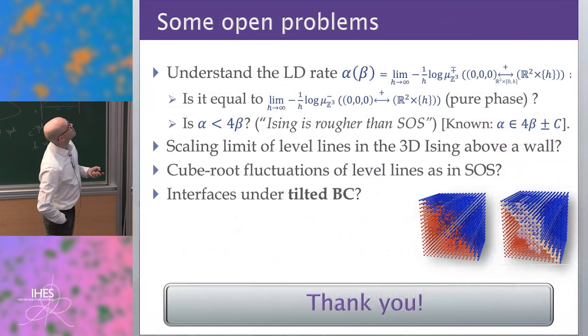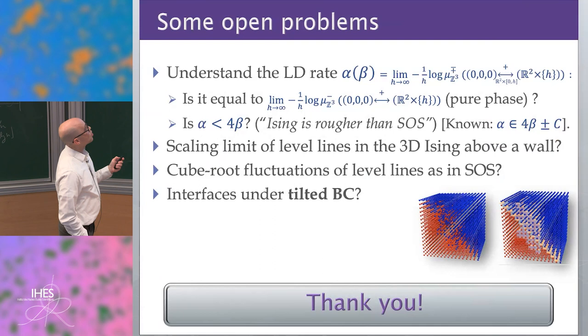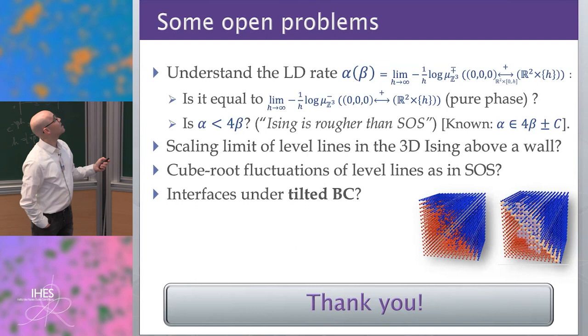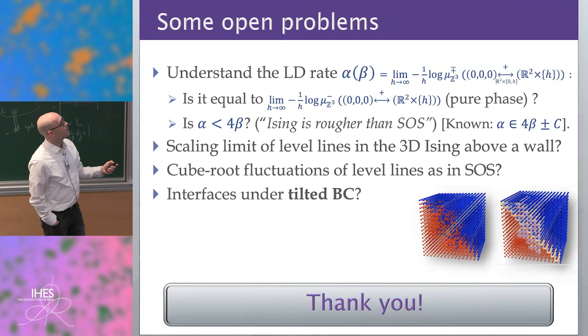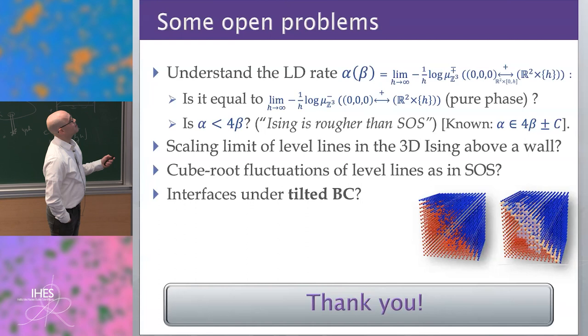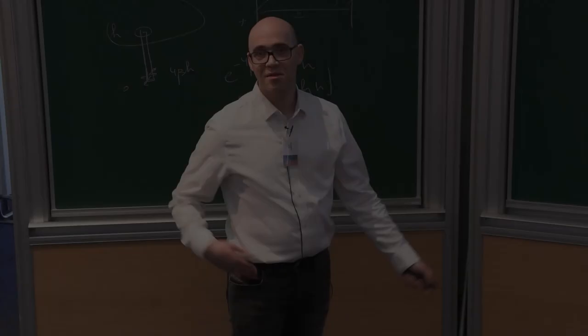And on to the open problems. I don't know whether this alpha is different from this other rate. Maybe Ivan will tell me later. Getting the scaling limit of the level lines in Ising is the next step. Getting the cube root fluctuations of the level lines, just like they are in SOS. And finally, here we have nothing whenever you tilt. OK, that's it. Thank you very much.